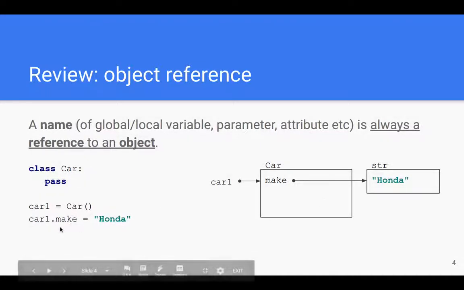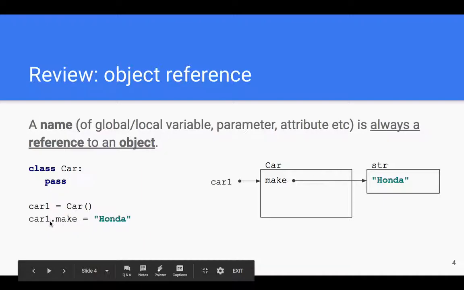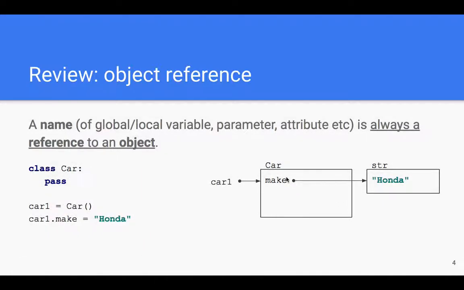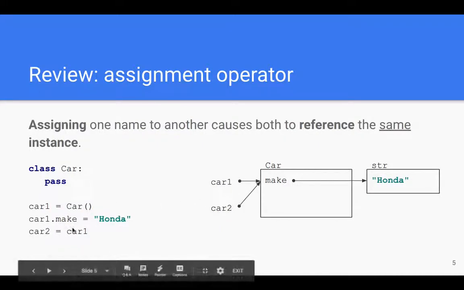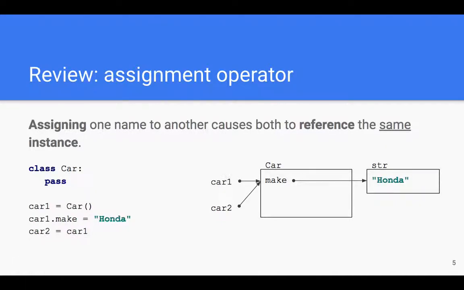instance. Okay, and then if we create an attribute inside that instance, in this case the attribute's name is make, then that make is another identifier that references a string that represents, in this case, the value Honda. So there should not be anything new there. And then if the next thing that we do is assign car1 to another name, car2, it causes both car1 and car2 to reference the same instance.